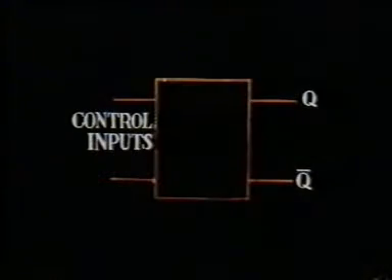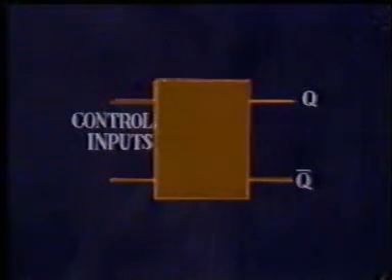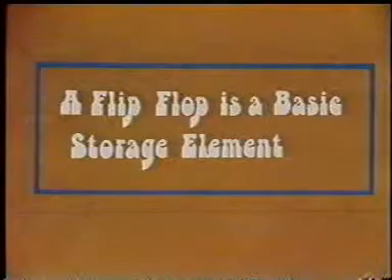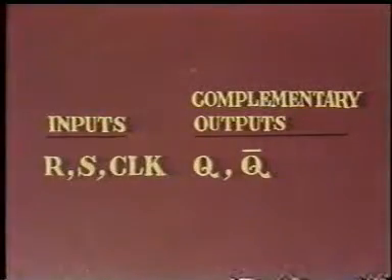Let's review the main features of the flip-flop, especially the RS flip-flop. A flip-flop is the basic circuit storage element. It can store one bit at a time, either a logical 1 or a logical 0. The RS flip-flop has two control inputs, the reset and set, and the trigger input clock, and two complementary outputs, Q and not Q.